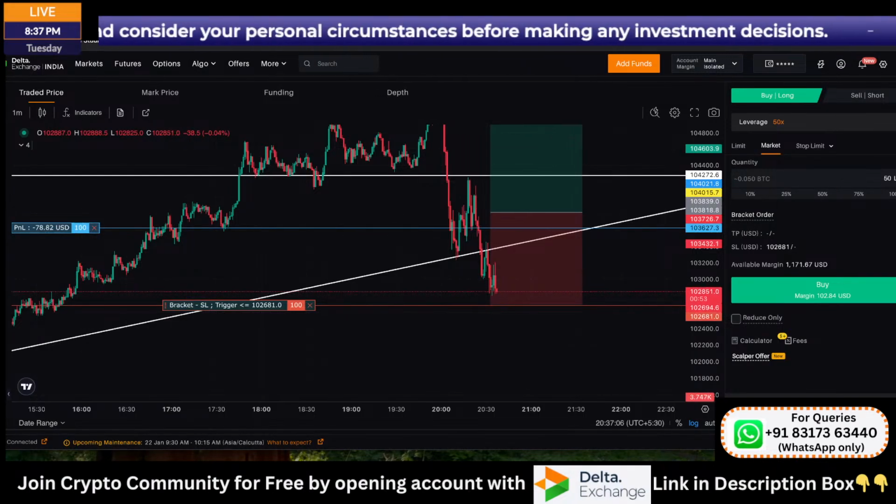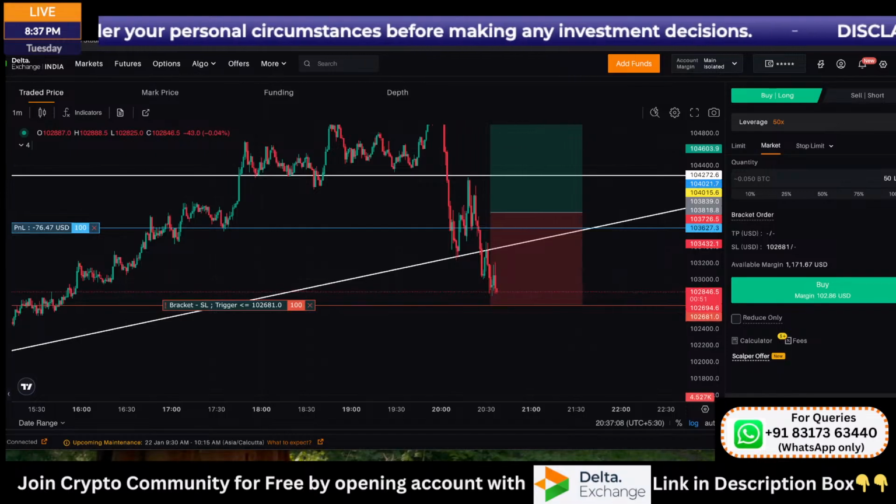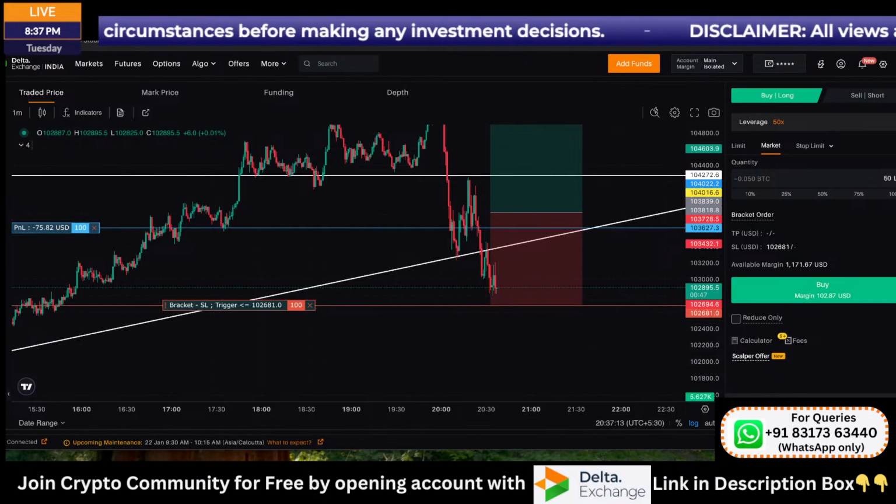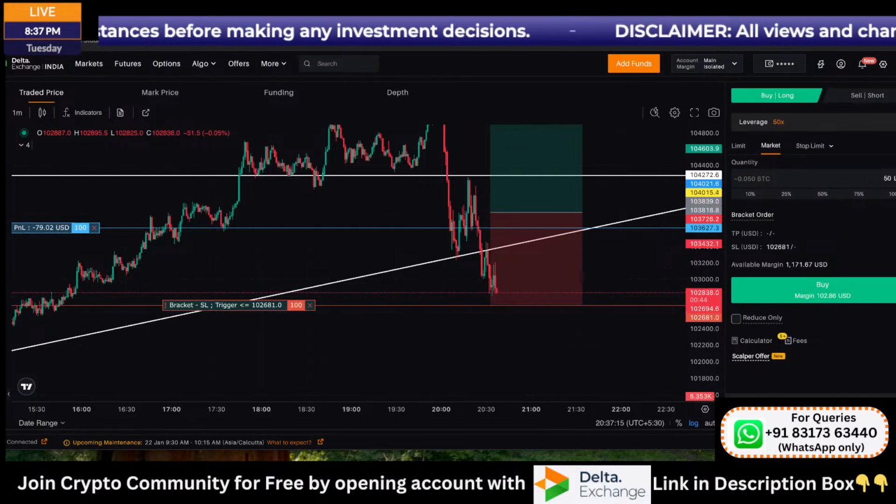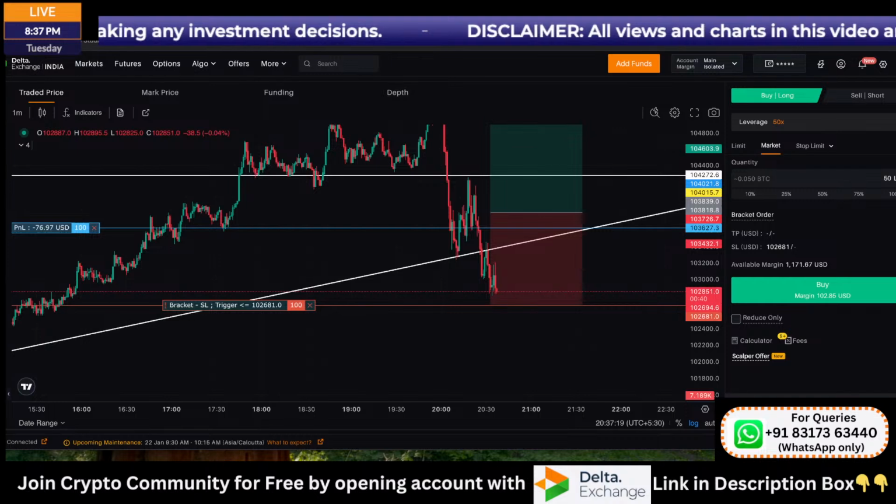What is happening in the US market? Nasdaq has come to 0.06%, S&P 500 0.4%, Dow Jones around 0.66%.